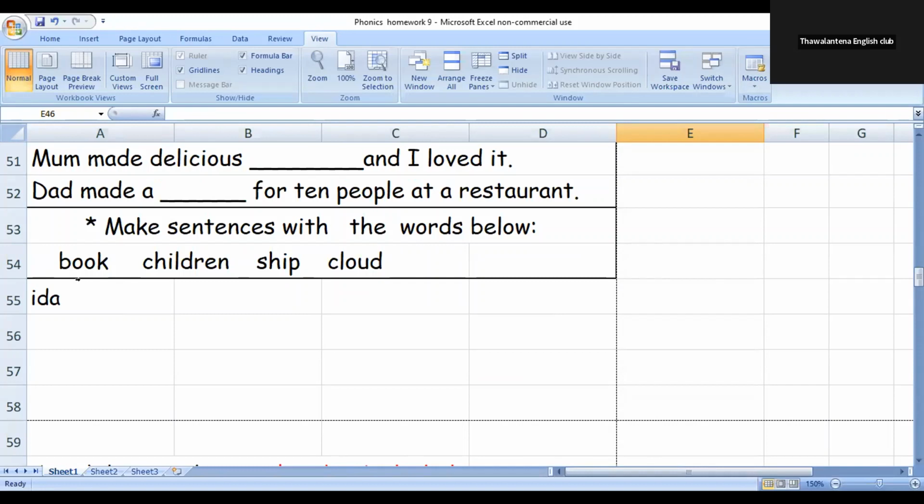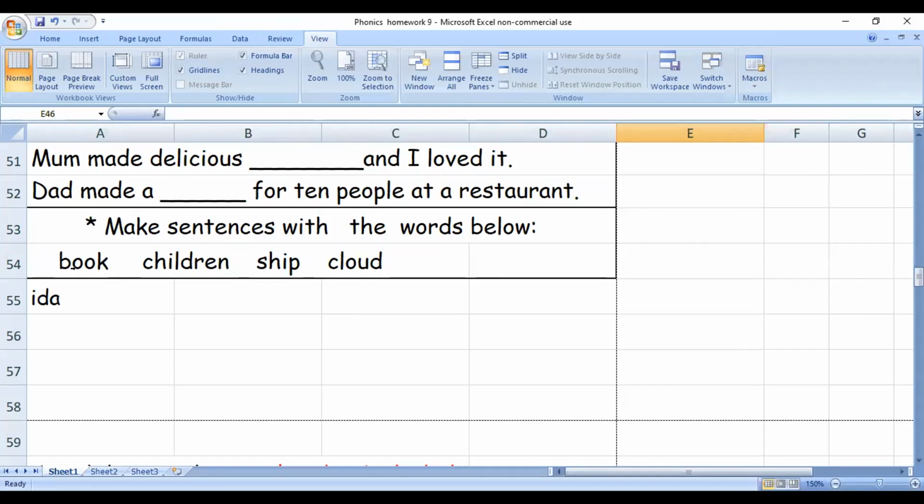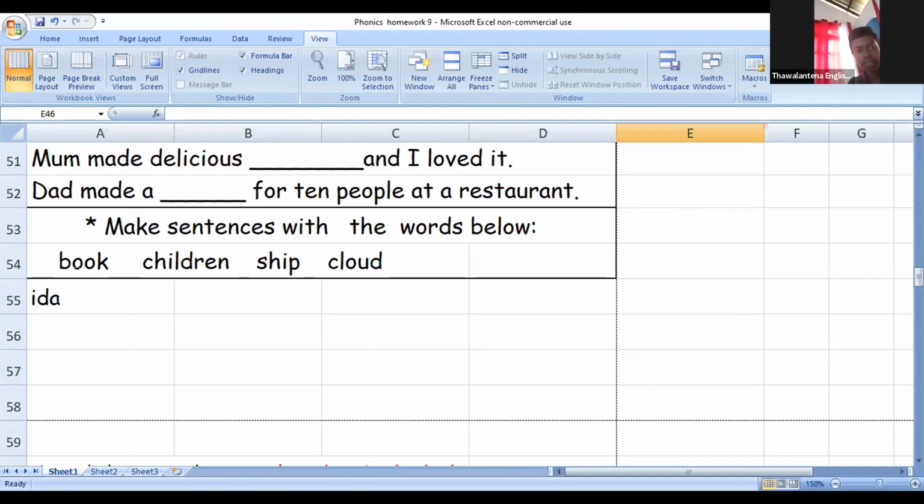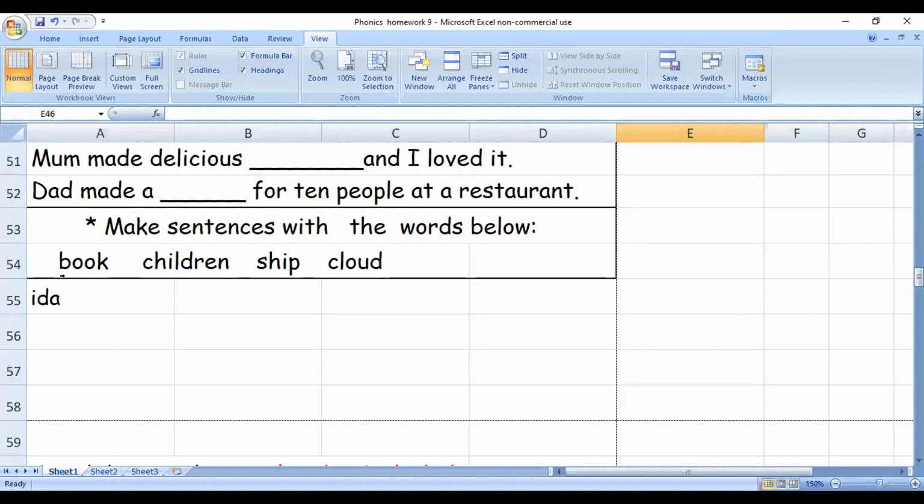I use the book. You use the book for what? Okay, you can say I write in my book, or you can say I like to read a book. All right, can you choose? Can you make a sentence with children?